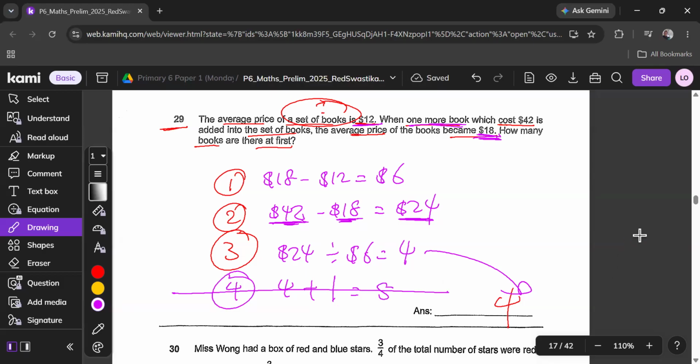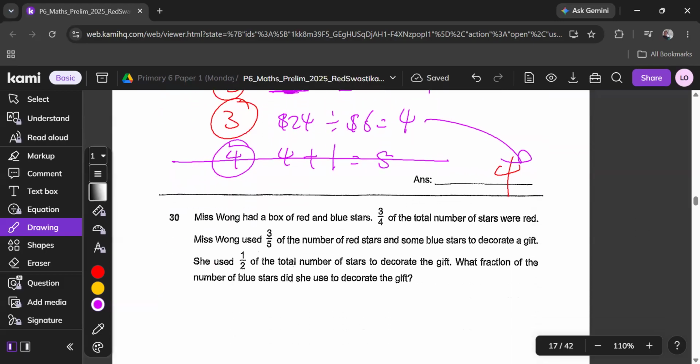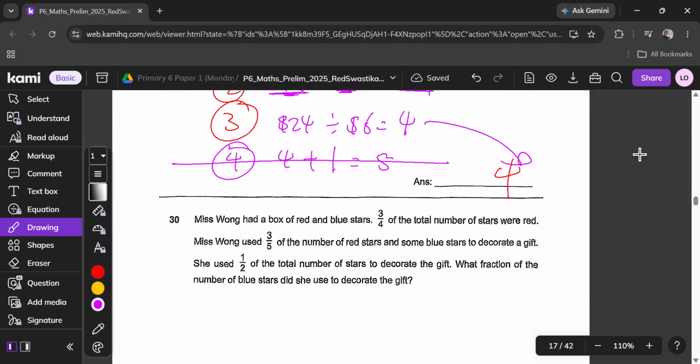Okay, question 29. Question 30. Question 30, model drawing. You will need to draw the model. Question 30 can be a hard question if you don't draw. And do we use the table? No, this is not a before and after.